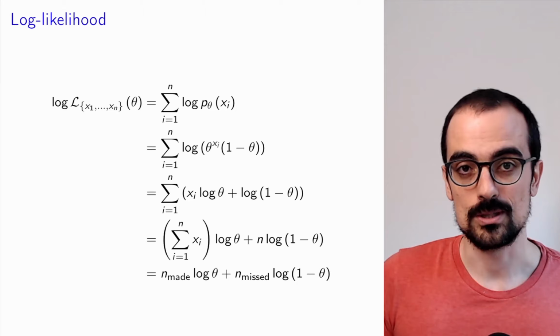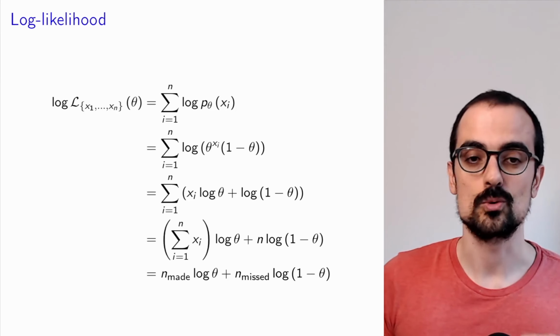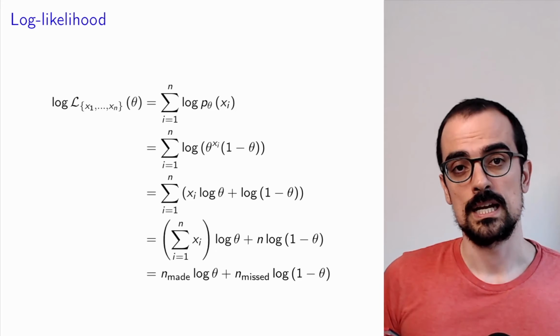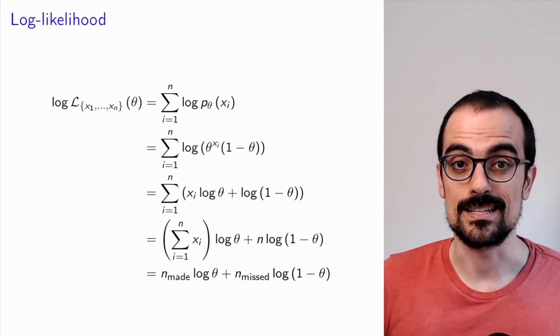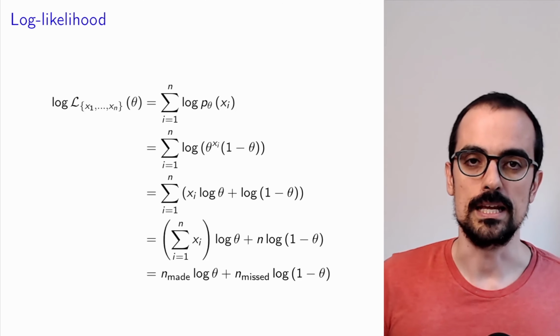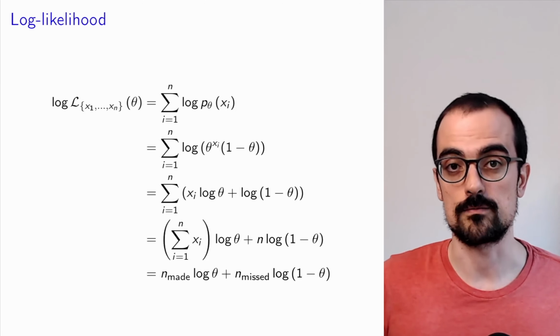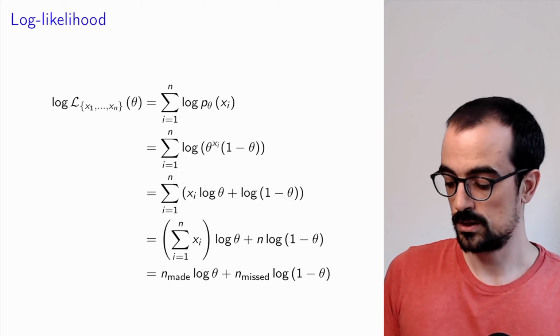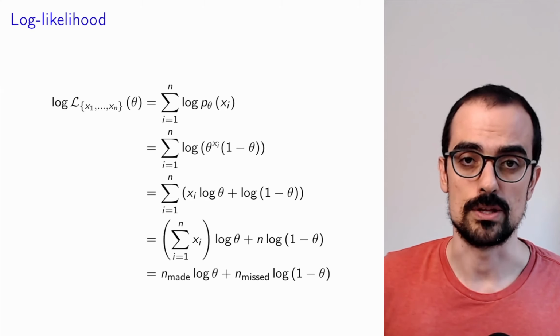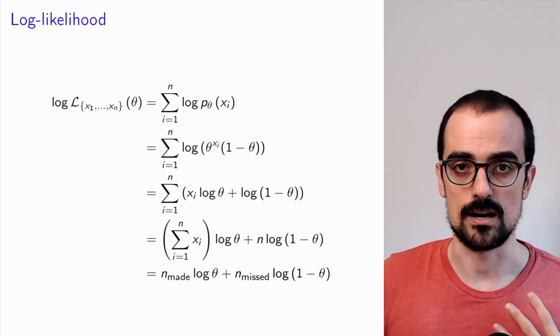So it's natural that in order to estimate theta, which is the probability of making a free throw, we obtain exactly the same maximum likelihood estimate as in the case of the Bernoulli, which is just the fraction of made free throws. This is telling us that if we want to estimate theta in our model, it's just the fraction of made free throws, which makes a lot of sense under our assumptions.